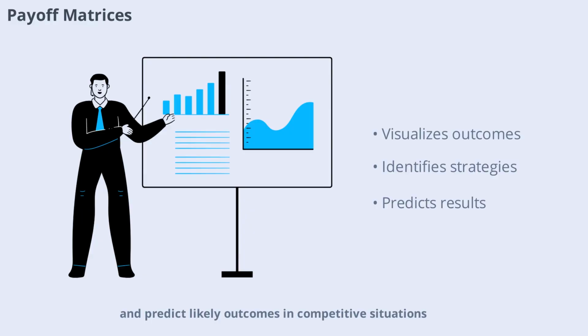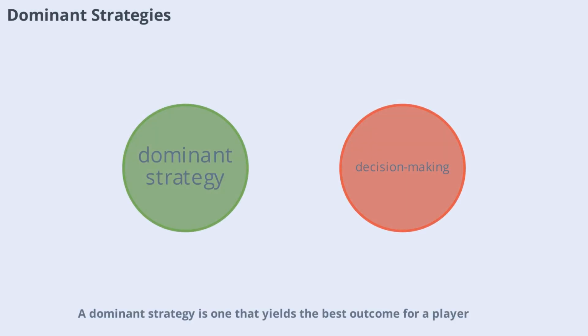A dominant strategy is one that yields the best outcome for a player, no matter what the other players do. If every participant has a dominant strategy, predicting the outcome becomes much simpler. However, in many real-world scenarios, dominant strategies don't exist, and players must carefully consider the possible actions of others. Recognizing when a dominant strategy is present is a key part of economic analysis.